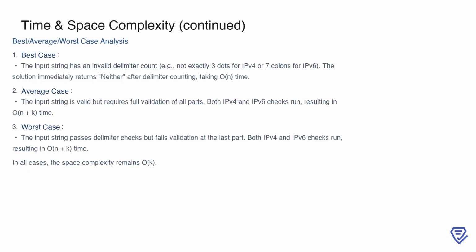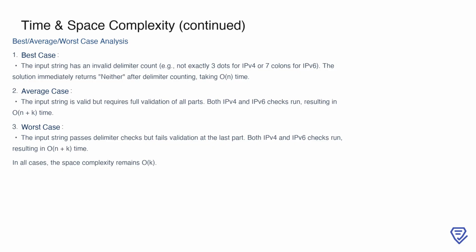In the average case, the input requires full validation, including checking all parts for either IPv4 or IPv6, leading to a time complexity of O(n plus k). The worst-case scenario occurs when the input passes delimiter checks but fails validation at the last part, requiring both IPv4 and IPv6 checks to complete. Here, the time complexity also remains O(n plus k).